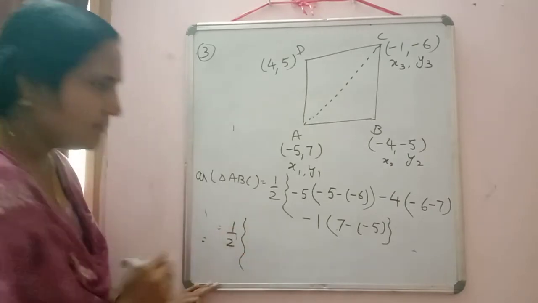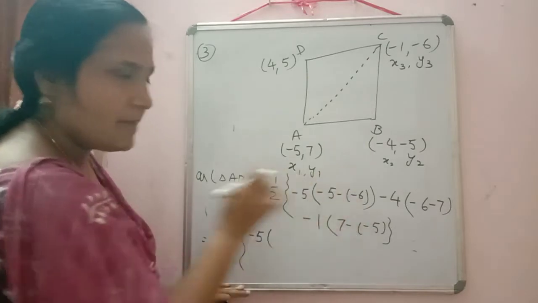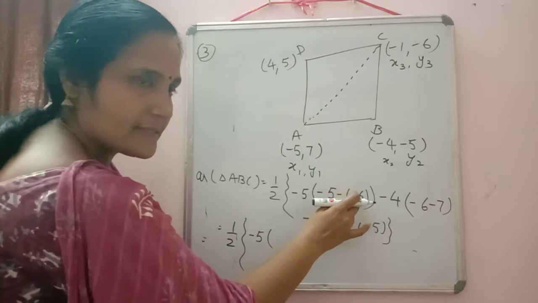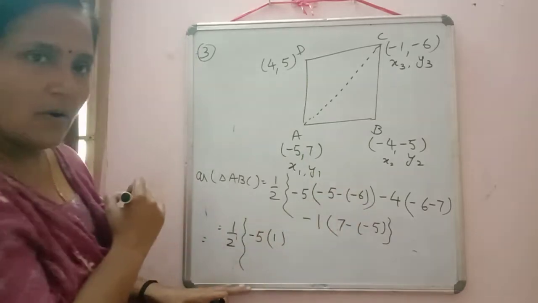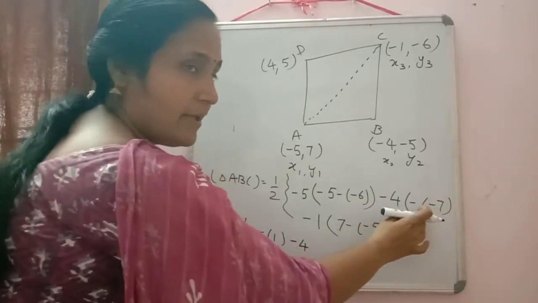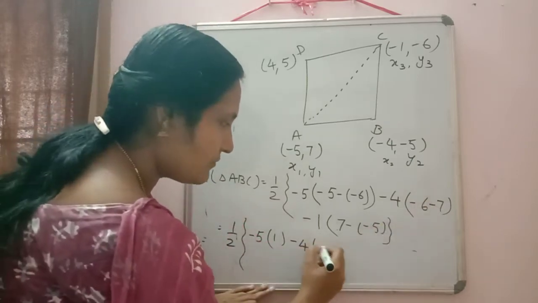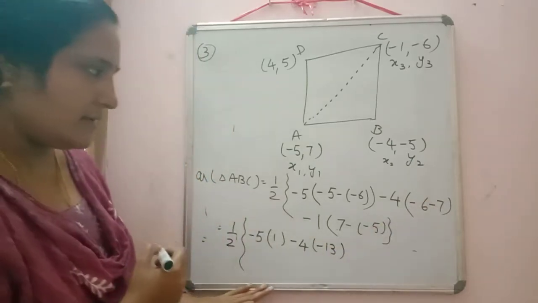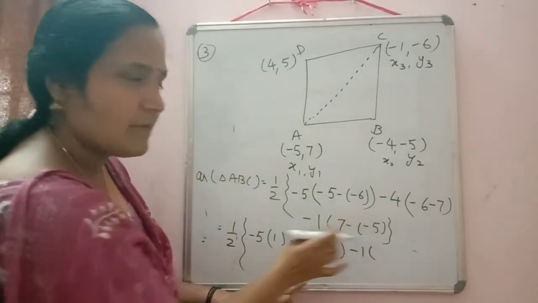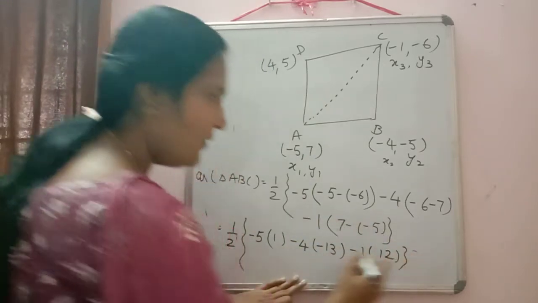Half into minus 5 into, here minus into minus will be equal to plus. So we will get minus 5 plus 6. So 6 minus 5 is equal to 1. Minus 4 into minus 7 minus 6. 7 plus 6 will be equal to 13 and negative sign. So it will be equal to minus 13. And then here minus 1 into 7. Minus into minus will be equal to plus. So we'll get 7 plus 5, that is equal to 12.